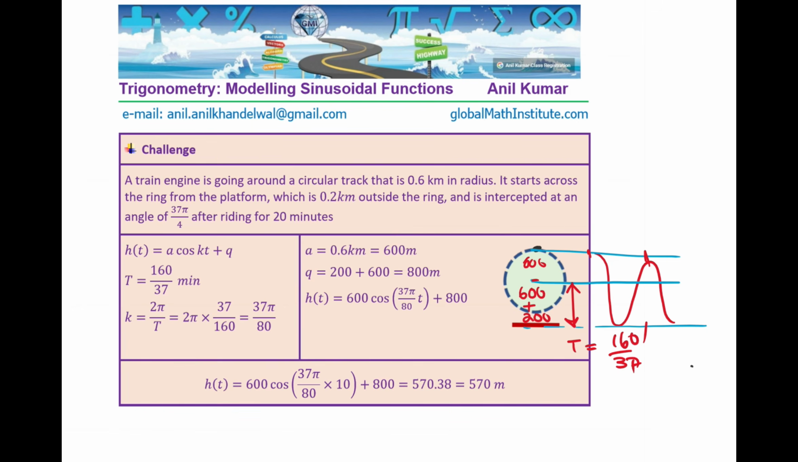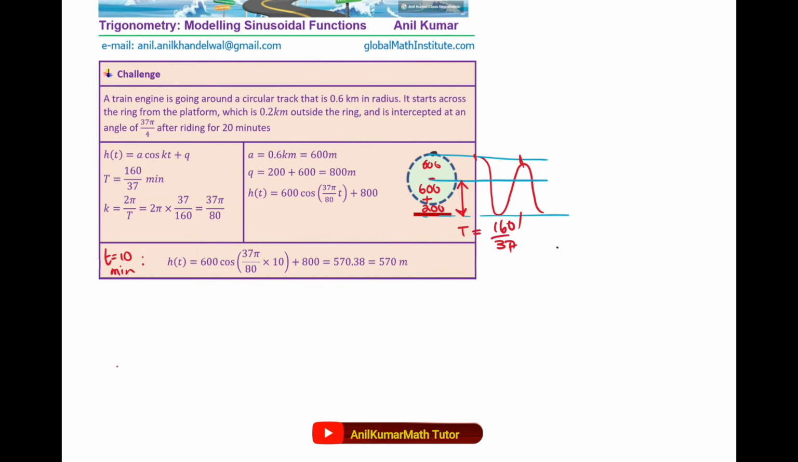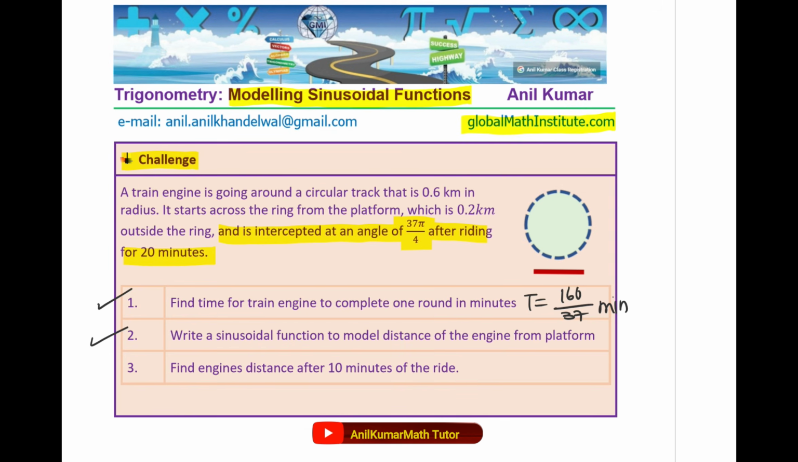Part B is to find what happens when t is 10 minutes. So when t equals 10 minutes, in that case, substitute 10 for time t and calculate using the calculator. What we get is 570.38 meters, rounded to 570 meters. Perfect. So that is how we are going to solve this particular question.